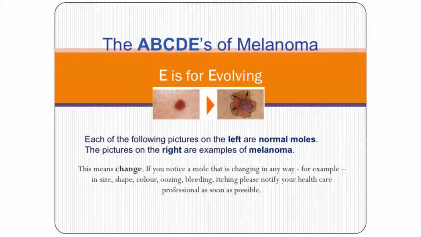Now E is for evolving. Now I think this is probably one of the most important characteristics within the mole to know about. E for evolving, because E means change. And for a lot of people, this is the first signal that something wrong might be happening. And for some melanomas, it might be the only signal that something is happening, that the melanoma is there. So I think it's probably the most important of all the ABCDEs is E.